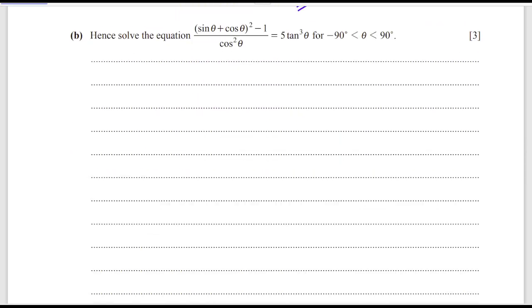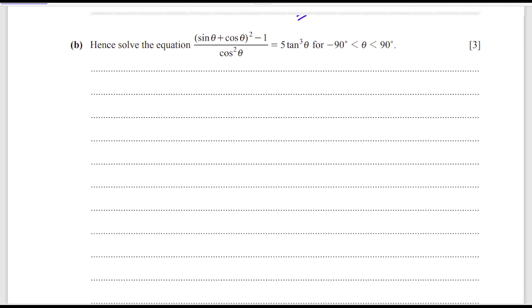The second part is, hence solve the trig equation equals 5 tangent cube theta for theta between minus 90 and 90. Hence is a keyword, a clue to use the previous part. It's basically a restriction for using the previous part. If someone didn't use the previous result, then he will be awarded no marks.